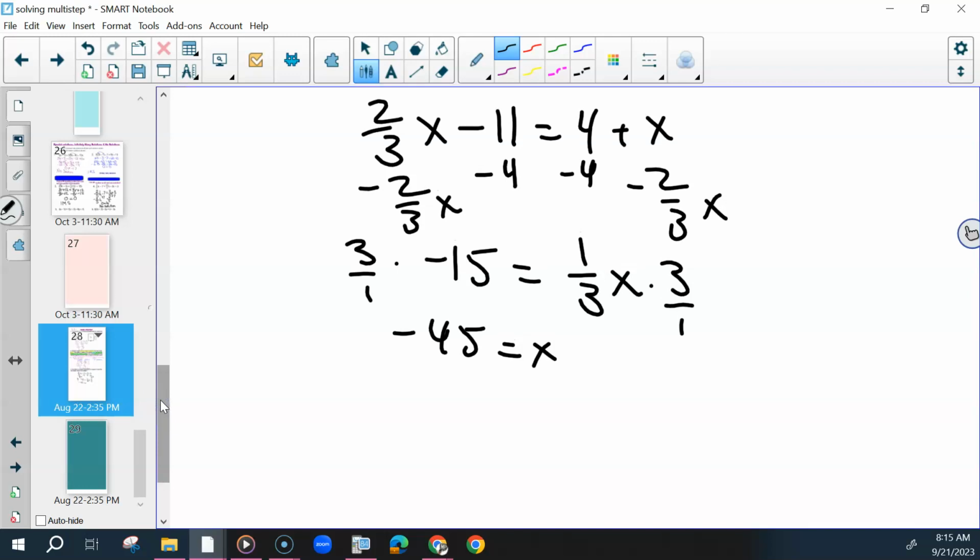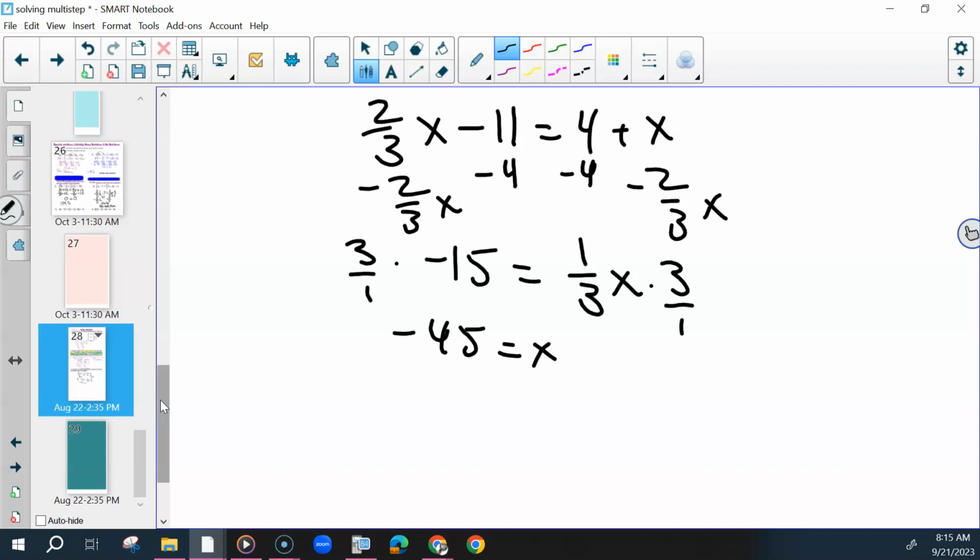Got negative 45 equals x, or x equals negative 45, that was the correct answer. If you didn't, and at this step you multiplied by 1/3, fix that. So we can multiply by the reciprocal or divide by the fraction, but we can't mix those up.